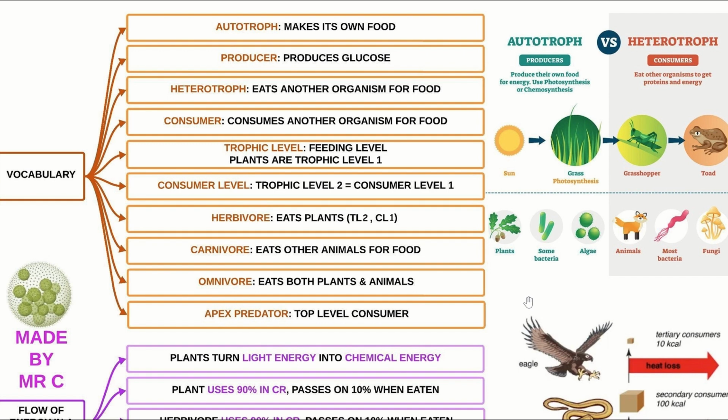Plants are trophic level 1 because they feed themselves. A consumer level is always 1 less than the trophic level. So a herbivore eats plants. It's trophic level 2, but only consumer level 1. A carnivore eats other animals for food. An omnivore eats both plants and animals for food. An apex predator is a top-level consumer.